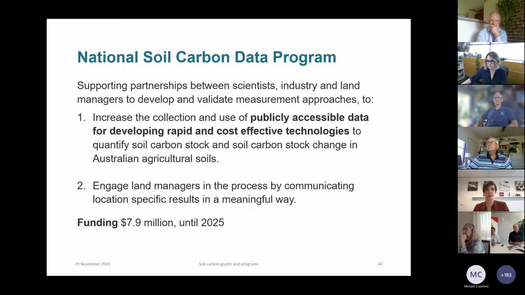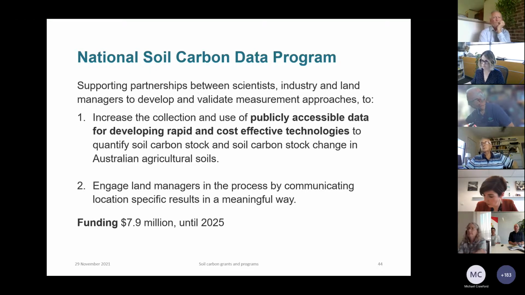Great. So the National Soil Carbon Data Program is a relatively discrete program that, as I mentioned, sits alongside and aims to maximise data outputs and uses from our Australian government R&D and other programs. Our objectives are to support partnerships between scientists, industry and land managers to develop and validate measurement approaches, to increase the collection and use of publicly accessible data for developing rapid and cost-effective technologies to quantify soil carbon stock and soil carbon stock change in Australian agricultural soils.